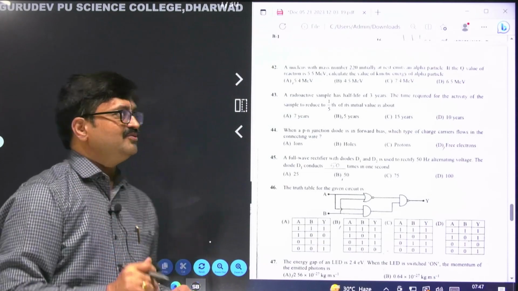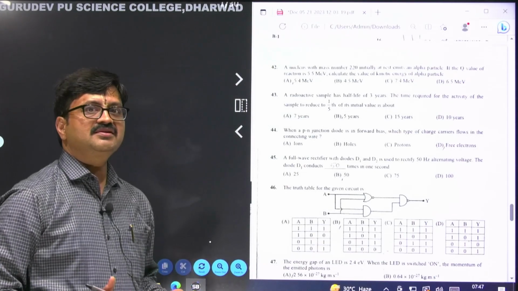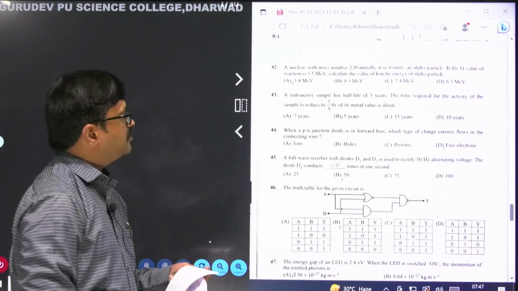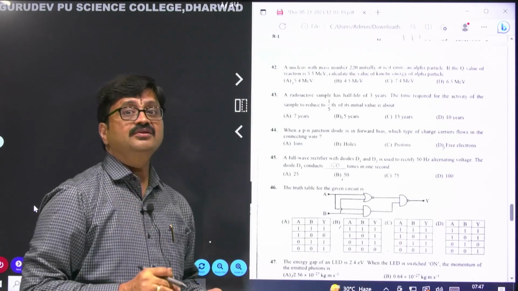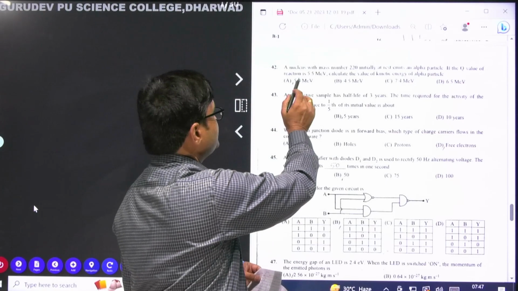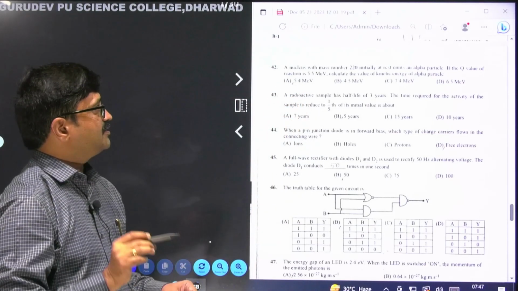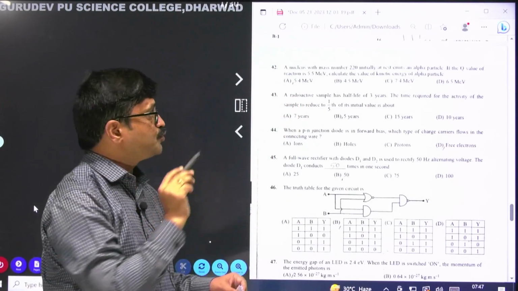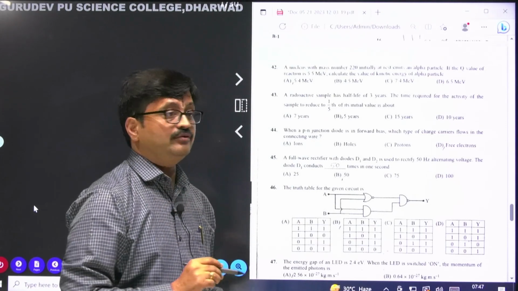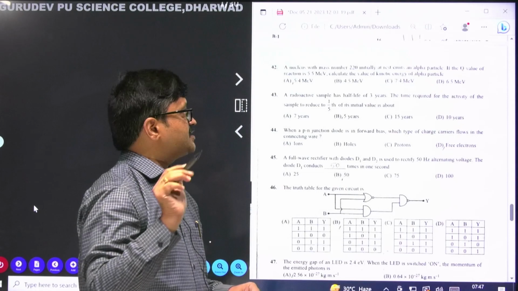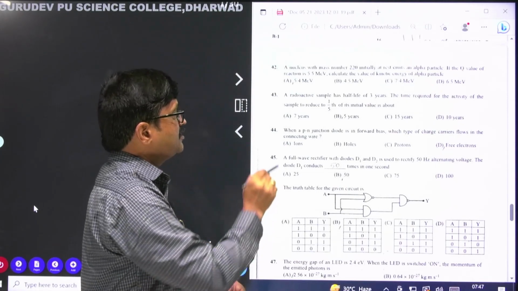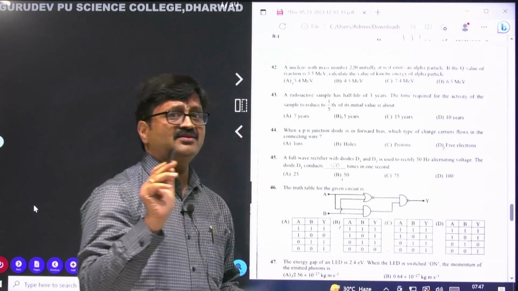Now let us continue to our next question, that is question number 42. Now question number 42, it is based on the chapter nuclei. As you can notice here, it is given that initial mass number is 220 and this nucleus is in state of rest. The Q value has been given to us as 5.5 mega electron volt. Now we should find the kinetic energy of alpha particles.